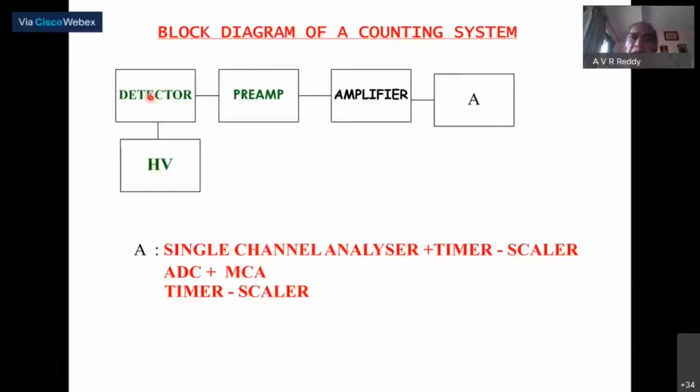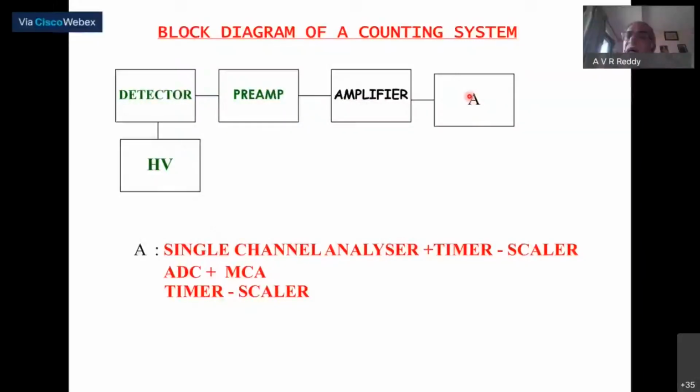Then when the radiation interacts with the matter, it will produce ionization, let us assume in this case. Then those ions should not recombine, so you apply voltage. And then the signal which is produced, you have to shape it using a preamplifier. From the signal from the preamplifier, we have to amplify it, and then we use an analyzer.